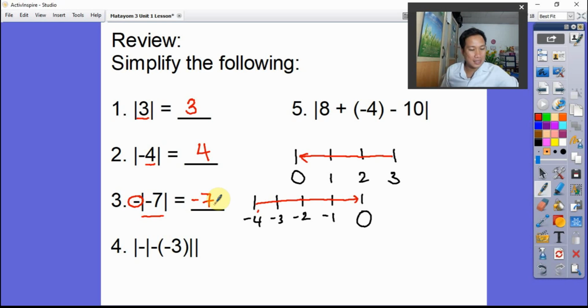All right, and that's it, negative 7. Now let's look at number 4. Okay, number 4 here, you have two absolute signs. You have this one, the outside, and the inside.